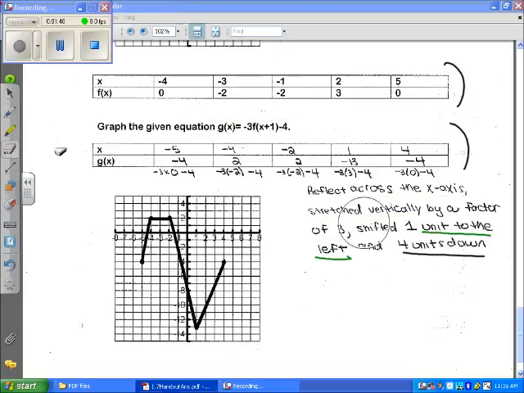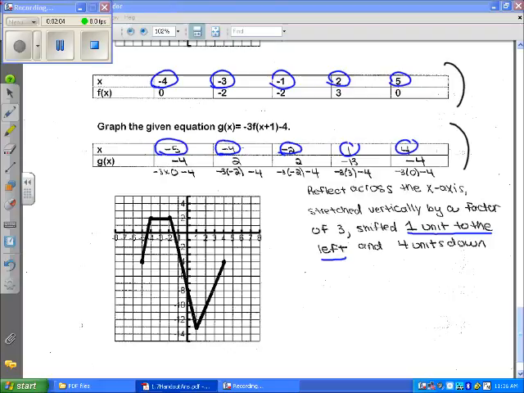Okay, so let me just erase this first of all. Okay, let's start with the first part. The first part is the x's. It's shifted 1 unit to the left. So each of these x values, I'm going to shift 1 unit to the left, which means I'm going to subtract 1. -4 becomes -5. -3 becomes -4. -1 becomes -2. 2 becomes 0. And 5 becomes 4. Okay, that's the very first part.